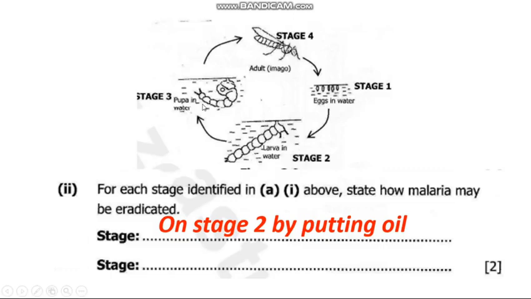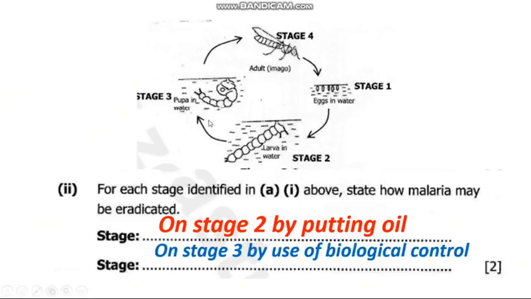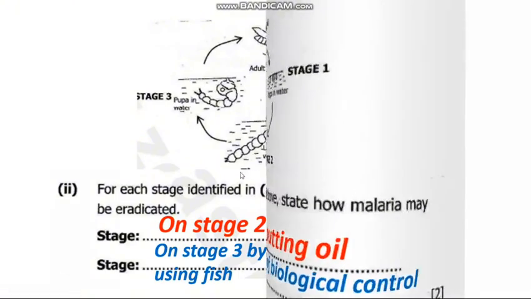So one way that we can use to prevent this is by using biological control, using a fish. Okay, so that fish is going to act as a predator, which is going to eat the larva. Okay, so here we have said on stage 3, by use of biological control using fish. That's our answer. So let us now move on to our next question.